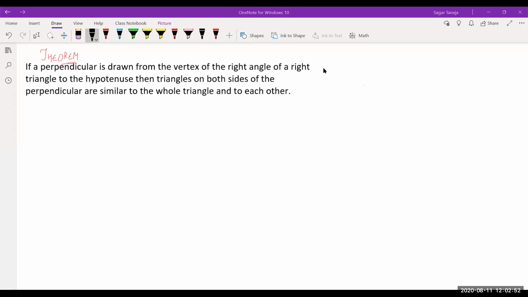So, yesterday, as we have completed the exercise, today we are going to start with the last part of this chapter, which is based on Pythagoras theorem.